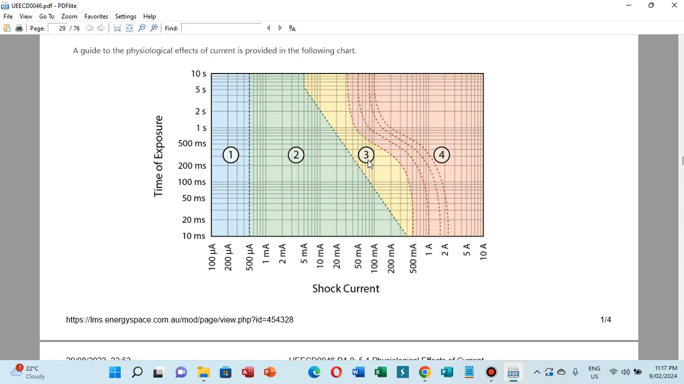So this equation depends on the time of exposure and the short circuit current relationship.